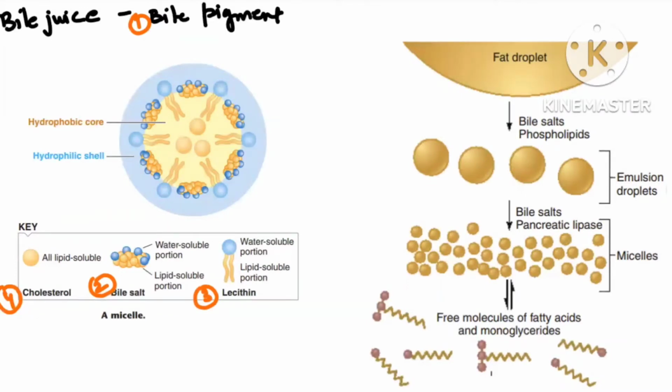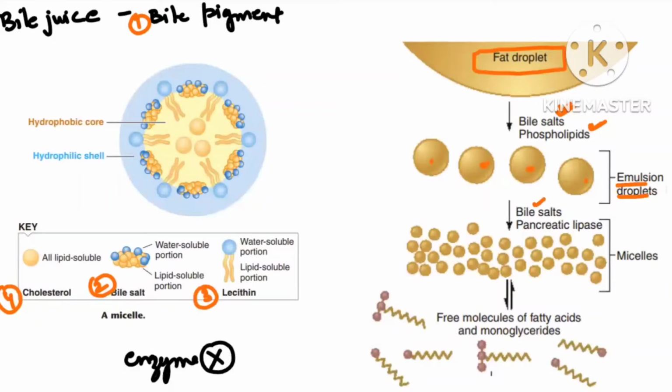Please focus, bile juice does not contain any enzyme. In the bile juice, enzyme is not there. Then what is the role of the bile juice? Bile juice is responsible for emulsification of the fat, and especially with the help of bile salts. Bile salts are the one which are actually helping in emulsification. Now you can see in this diagram, this is one large fat droplet. With the help of bile salts and phospholipid, this is broken down into small droplets. It means emulsification is done.